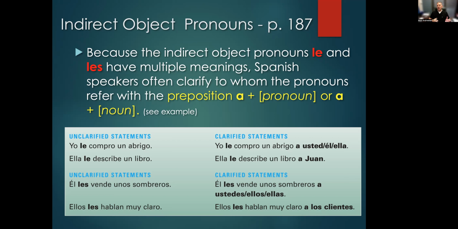Ella le describe un libro. Ella le describe un libro a Juan. Él les vende unos sombreros. Él les vende unos sombreros a ustedes, a ellos, o a ellas. Ellos le hablan muy claro, ellos les hablan muy claro a los clientes. So anytime you're clarifying who that indirect object pronoun refers to, you're going to use that personal a anytime it goes to identify it's a person, a group of people, or a beloved and cherished pet.